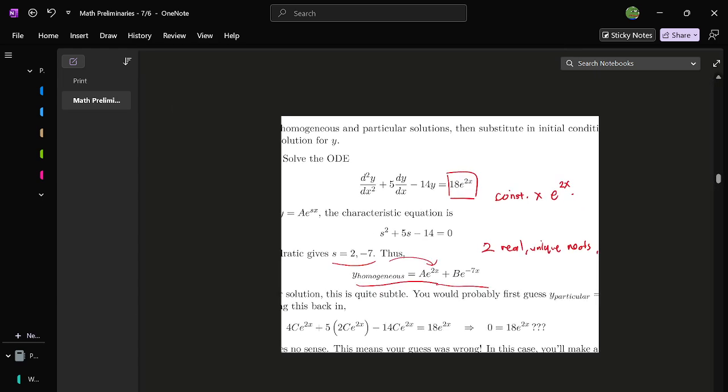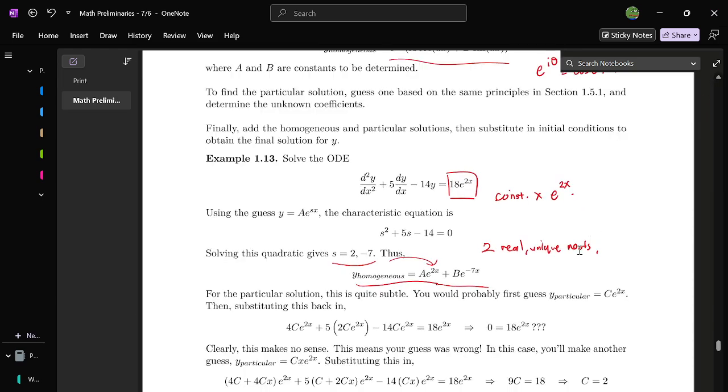So this is of the same form here. So you might be tempted to guess this as your particular solution. So let's say we just proceed with this. Then we differentiate, and we differentiate again. Then we substitute this back in here. Then we solve. But we realize that somehow we get 0 equals 18 e to the power 2x with no information on c at all. So clearly something went wrong with our guess.